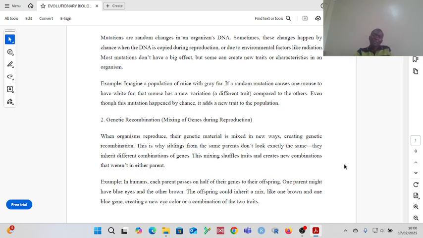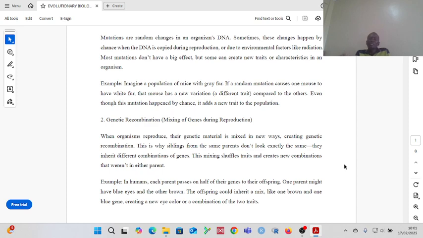Another aspect that leads to variation is genetic recombination. This is the mixing of genes during sexual reproduction. Whenever sexual reproduction happens, the genes will combine and recombine when the chromosomes do the crossing over. So when organisms are reproducing, their genetic material is mixed in several ways. This mixture of the genetic material is what creates genetic recombination. So even two siblings from the same parent will not look exactly the same, because they will have inherited different combinations of genes, but from the same parent.